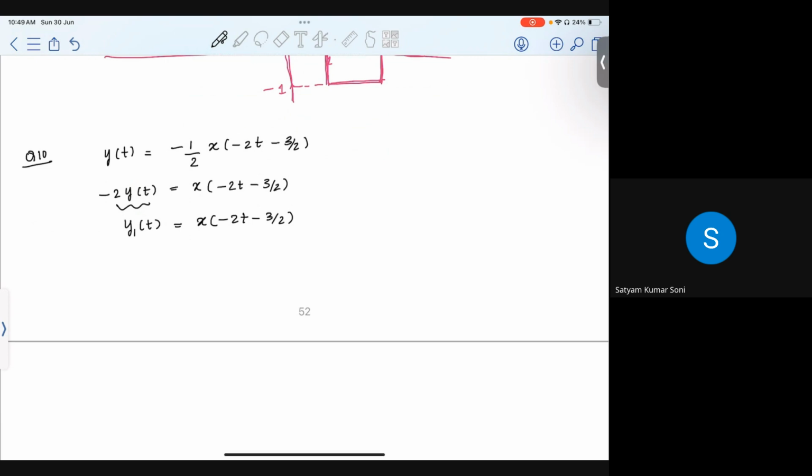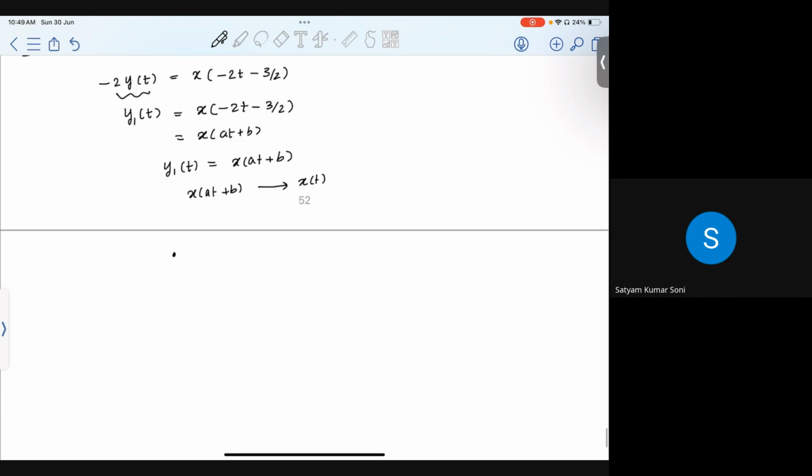So, this is of the form x of at plus b, right? Now, you want x of t. So your y1 of t is x of at plus b. You know how to go from x of at plus b to x of t. So how do you go? The transforms that you have to do: the first step is to shift by minus b by a, and the second step is to scale by 1 by a.